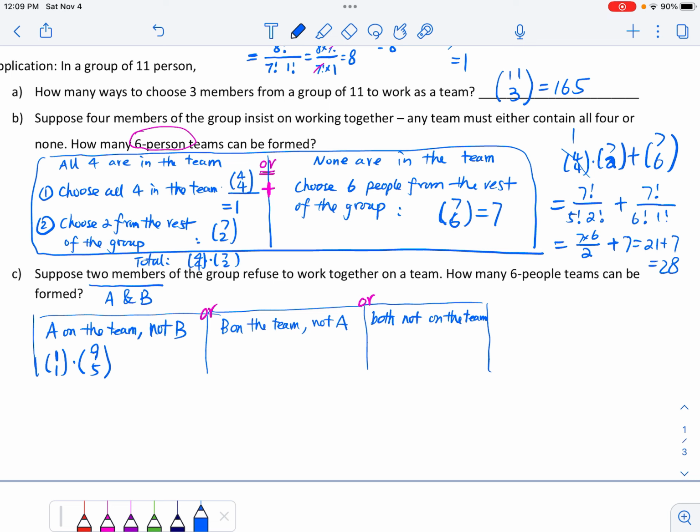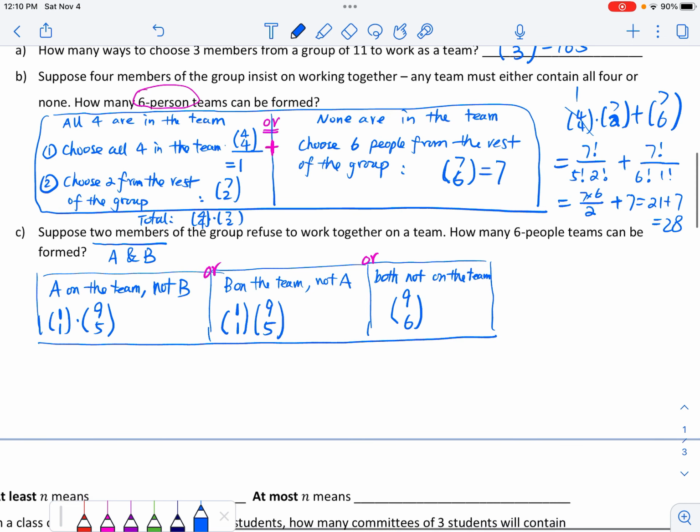Similarly, the second one is choose B, so only one B and we choose the B. And then A cannot be chosen, so we are left with 9 people, so 9 choose 5. This scenario and the previous scenario should give the same result. And then not both. Not both means we cannot choose A and we cannot choose B. We have only 9 people left out of 11. Then we choose 6. So 9 choose 6. Okay, so that's all the possibilities.